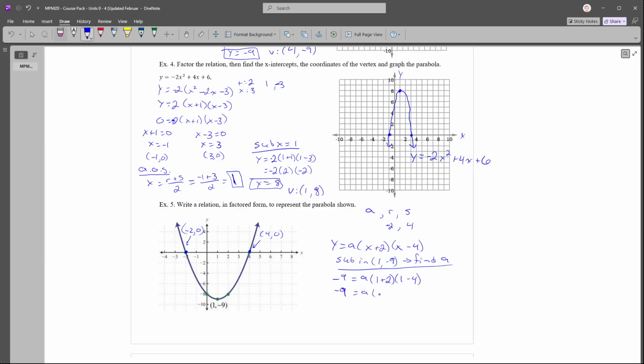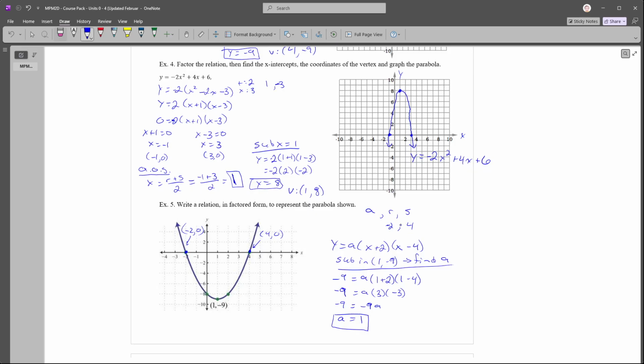And now we have 1 plus 2 is 3, times 1 minus 4, that's -3. Okay, so we have -9 equals 3 times -3, that's -9, times a. Oh, so we've got to divide both sides by -9. Well, -9 divided by -9 is just 1. So our answer is a is equal to 1.